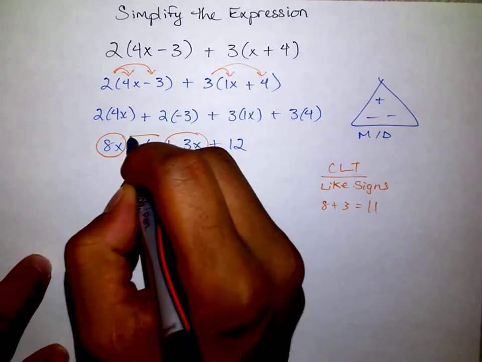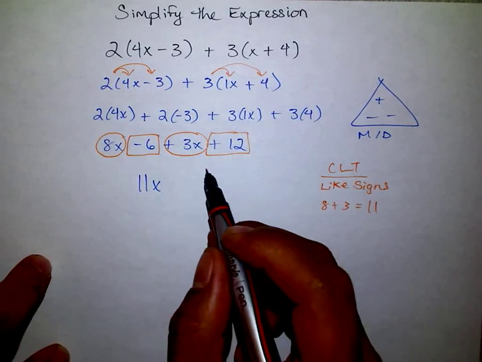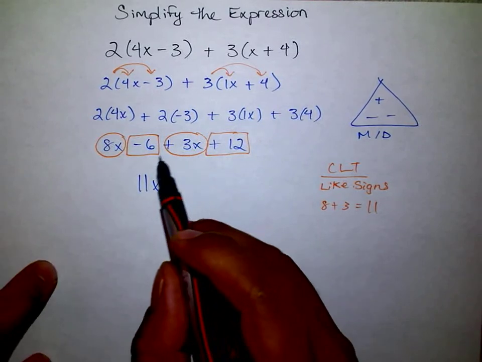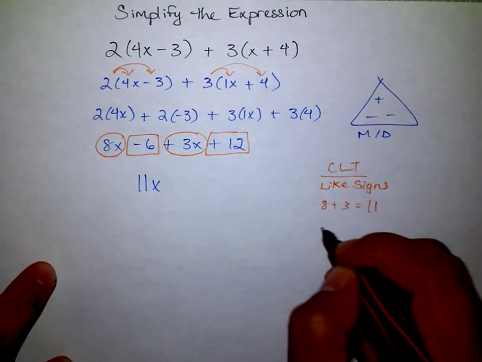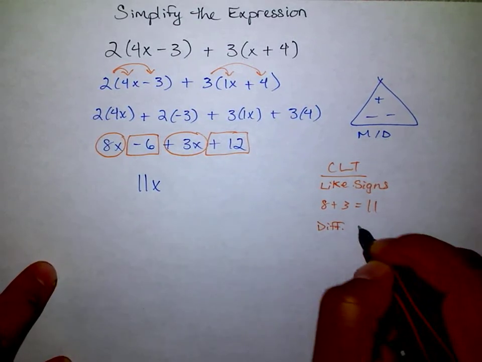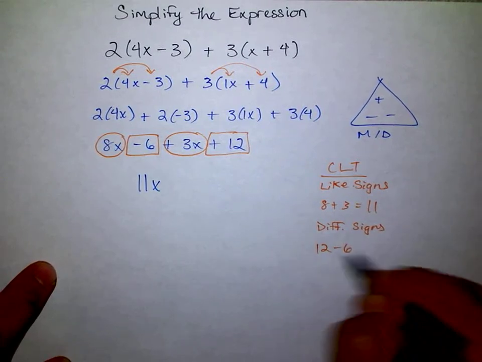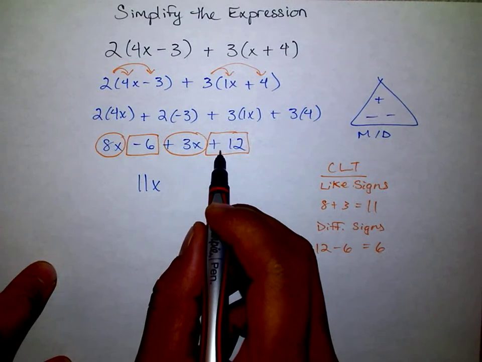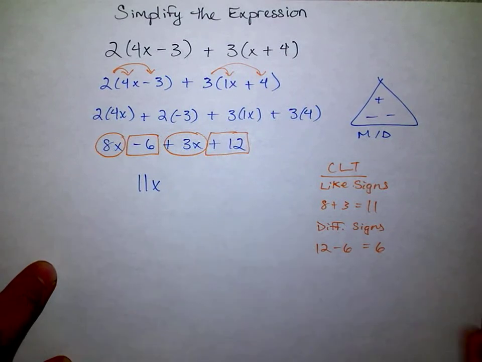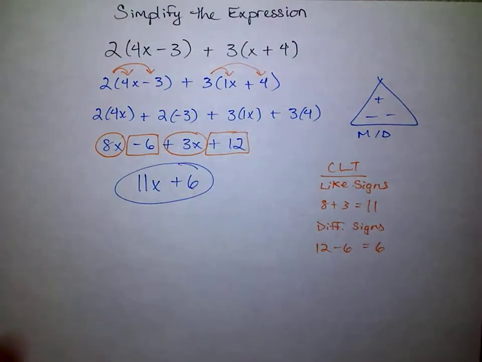Now I have a negative 6 and a positive 12. Like signs, add them up. Different signs, subtract. Well, these are different because that's a negative and that's a positive, so I want to subtract. And I know 12 minus 6 is equal to 6, but since the 12 is larger, that means our sign is going to be positive, and that's going to give us a positive 6. Final answer.